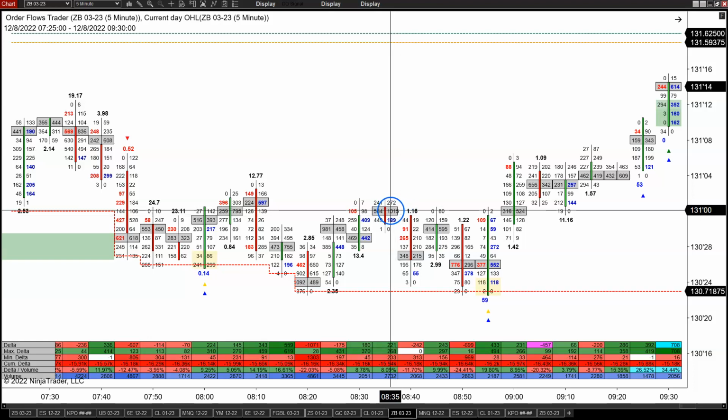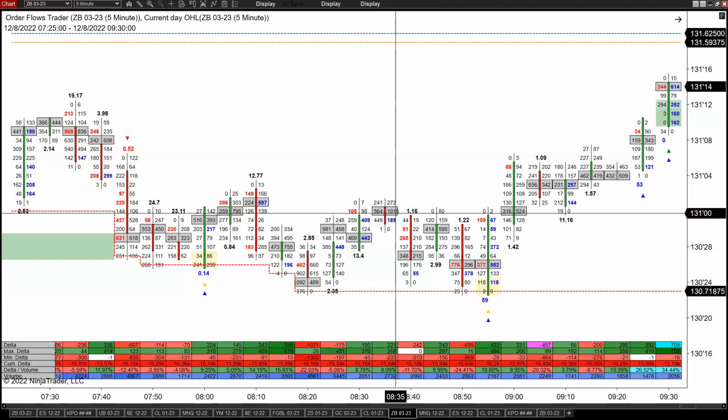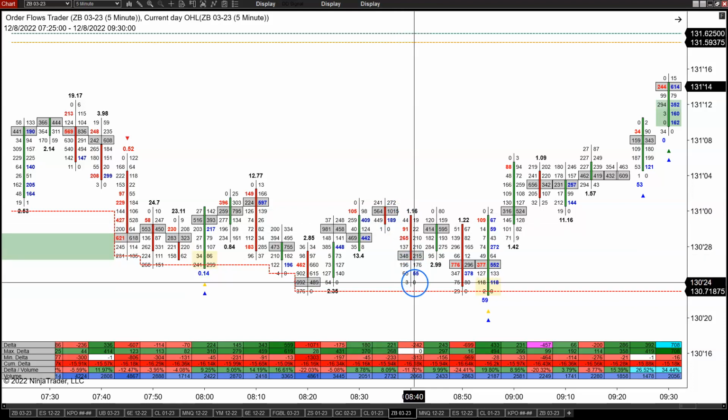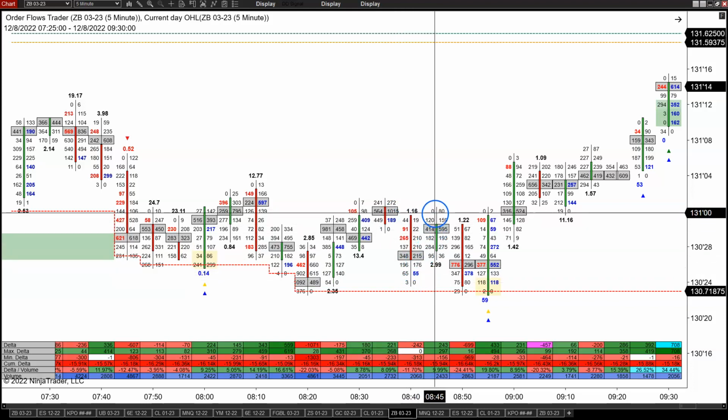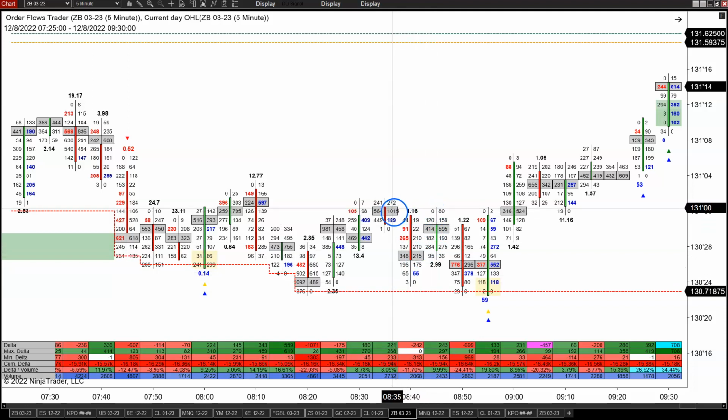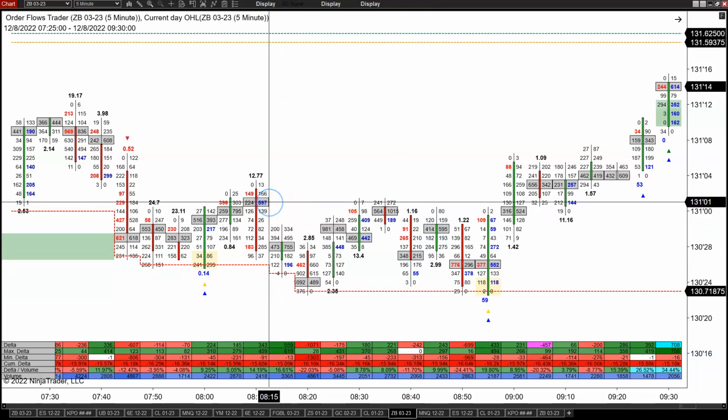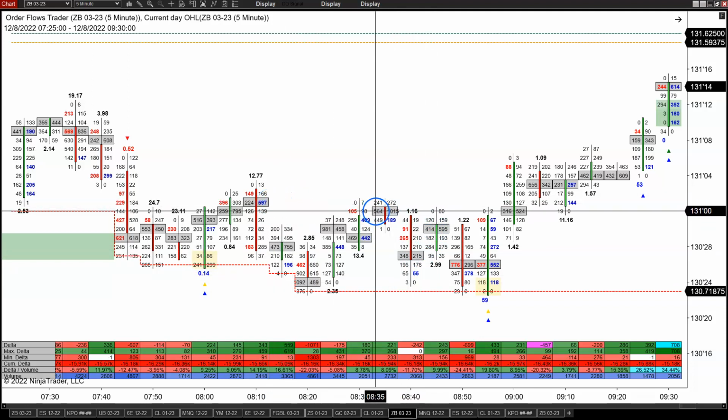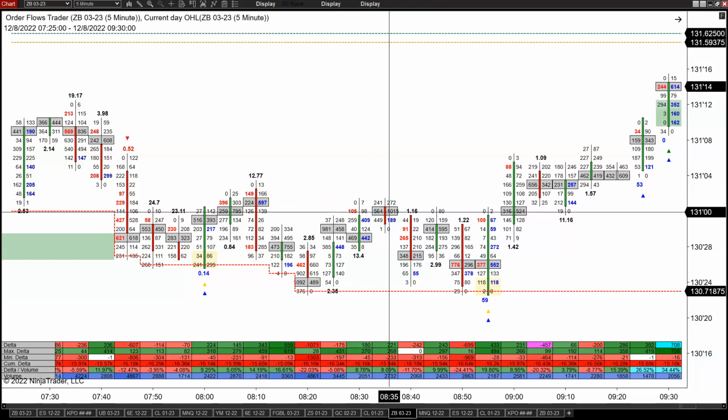So I know that there's still people that have got some supply to offer out here, 1,015. And market immediately drops back down to 24, sort of comes back up. It's sort of holding this level, right? I mean, first sign of supply came in at 131.01. Second sign came in at 131 even, right?